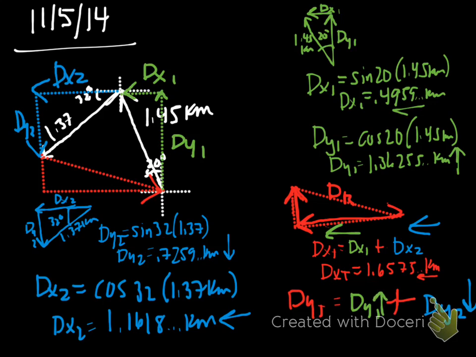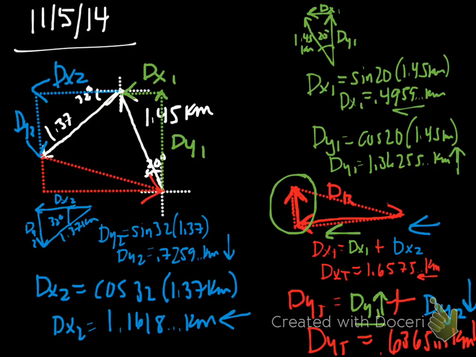dy1 is north. Now you know that if you look at this, your overall displacement is to the north on the y-axis, so it makes the most sense to make this your positive. Then it's just your larger number is positive and you're subtracting your smaller. So if you do that, you get a dy total of 0.6365, etc. km, and that is north. It's hard to see on the edge there.